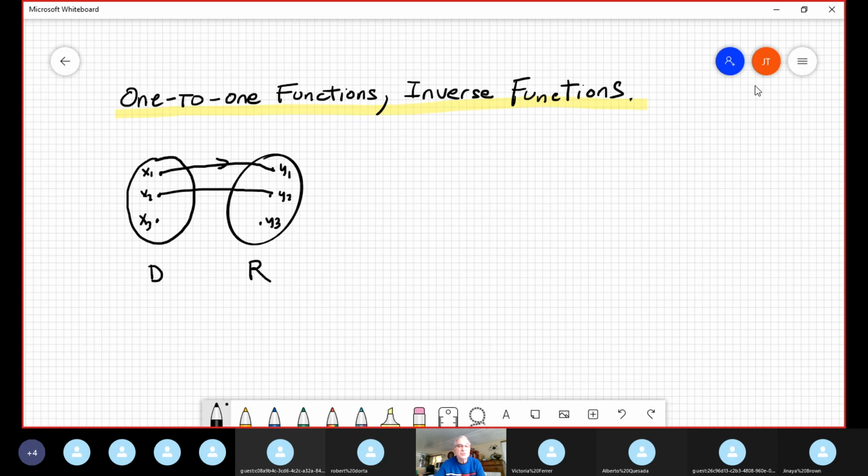Okay? And this association is called F. This is classical one-to-one because one value in the domain is associated with only one value in the range.